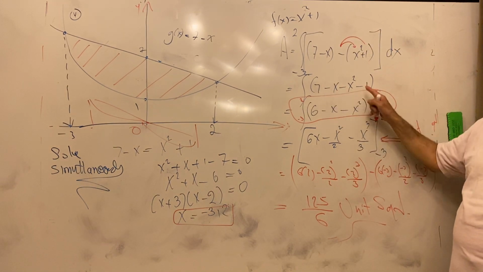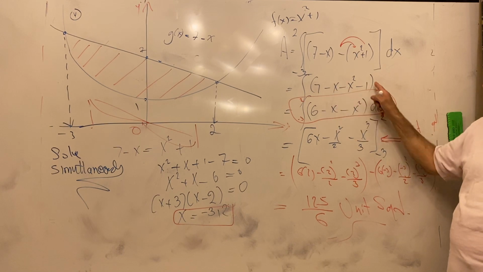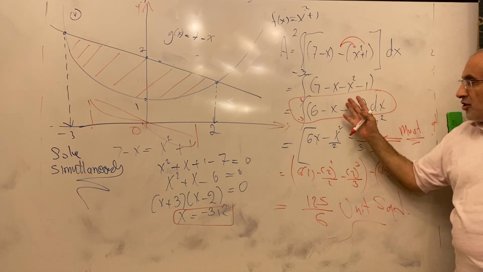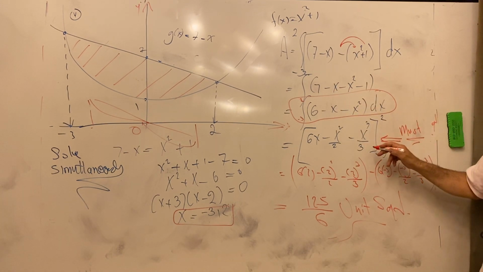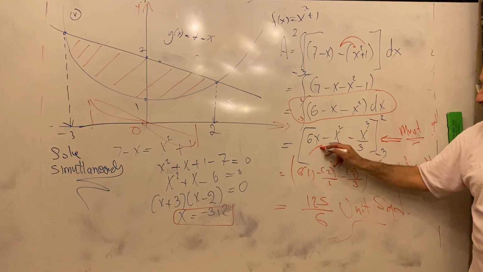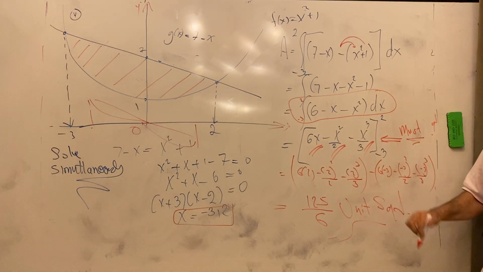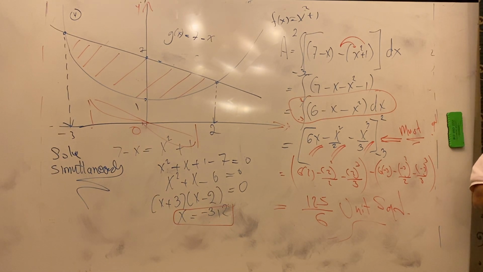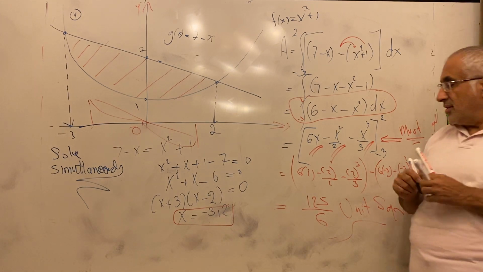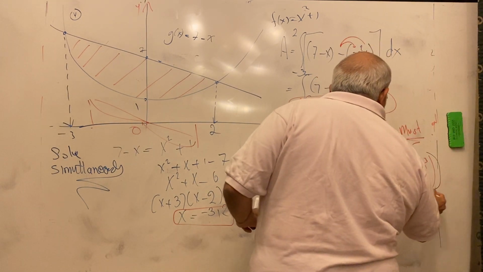7 minus 1 is this much. 7 minus 1 is a 6. Once you get here, you must show me how to integrate, because each one will count a few marks. If you don't have the setup, it means you don't understand. Now we have an option. 2 options actually. Either you finish this on your own.